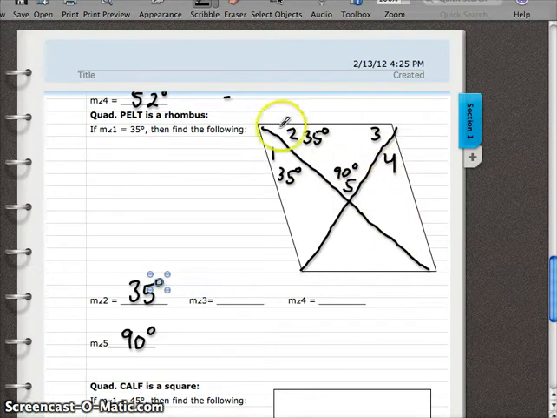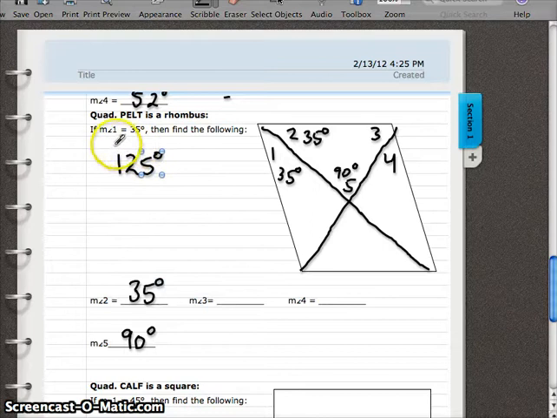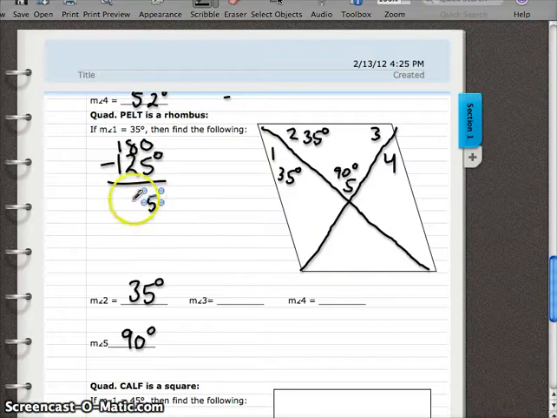Now look at this top shape. We have a triangle. Well, we know two angles in that triangle. Angle 3 is going to be the missing angle in the triangle. So we know 35 and we know 90, so that's 125 so far. We know we need a total of 180, so what's the difference? Well, it turns out to be 55 degrees. So angle 3 is 55.